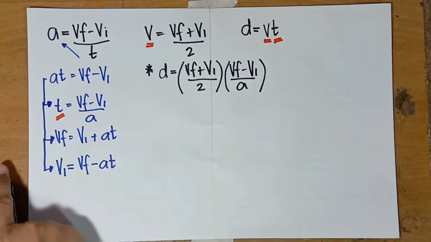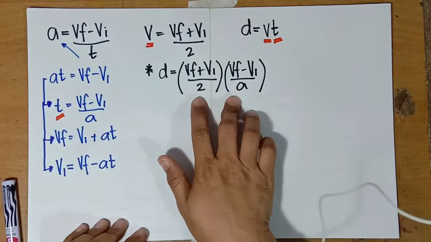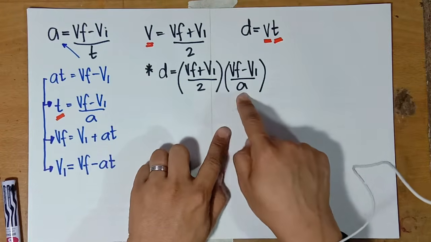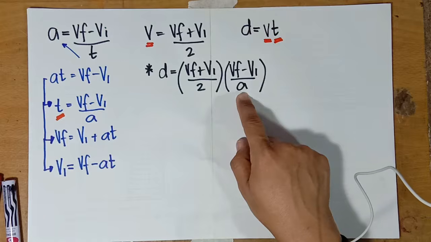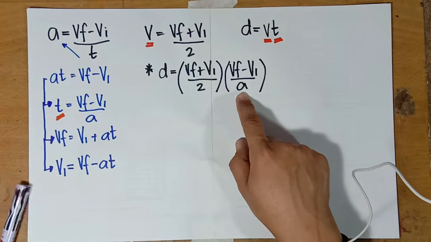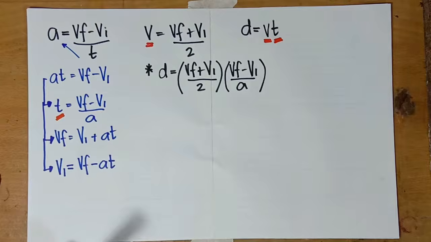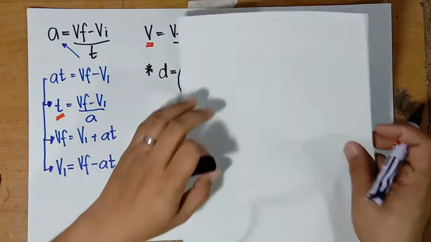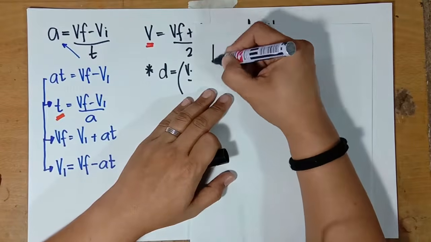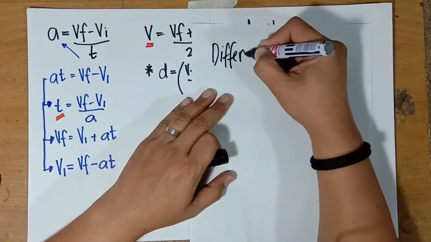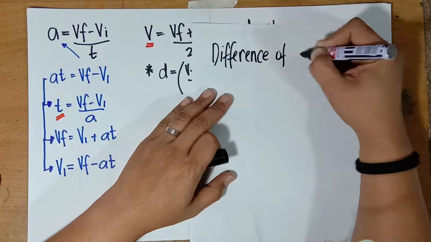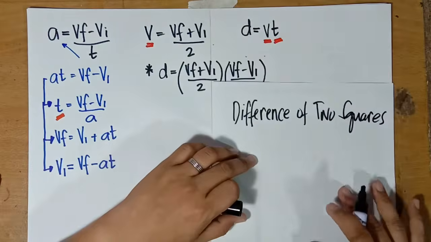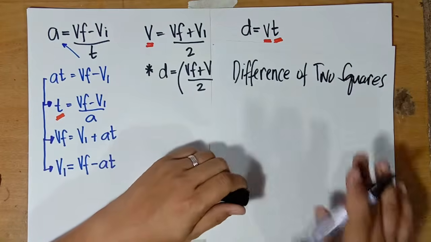Now, from this result, we are going to multiply the numerator by the numerator and denominator by the denominator, so that you won't be confused on how I am going to do this. Let us have a recall of the difference of two squares. Okay, for the difference of two squares, I don't know if you can still remember this in algebra. This is actually one of the methods of factoring polynomials.